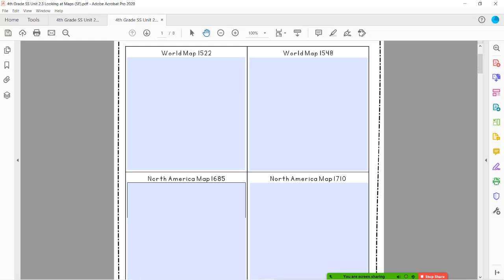That means you're not writing "it looks old" for a map that's from 1522. You're giving me specific examples, specific clues and things that you're seeing in the map that show you that it's from a different time period. What are you observing? Anything that tells you that it's a different map than what we use today.